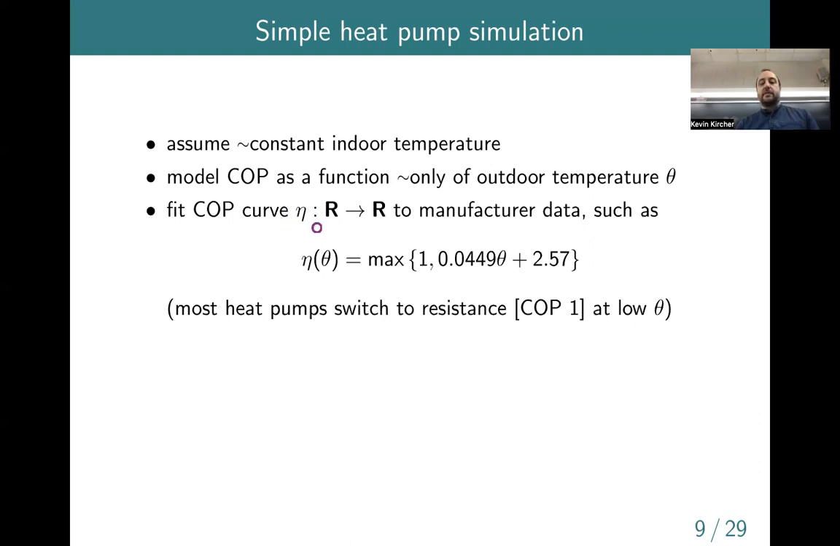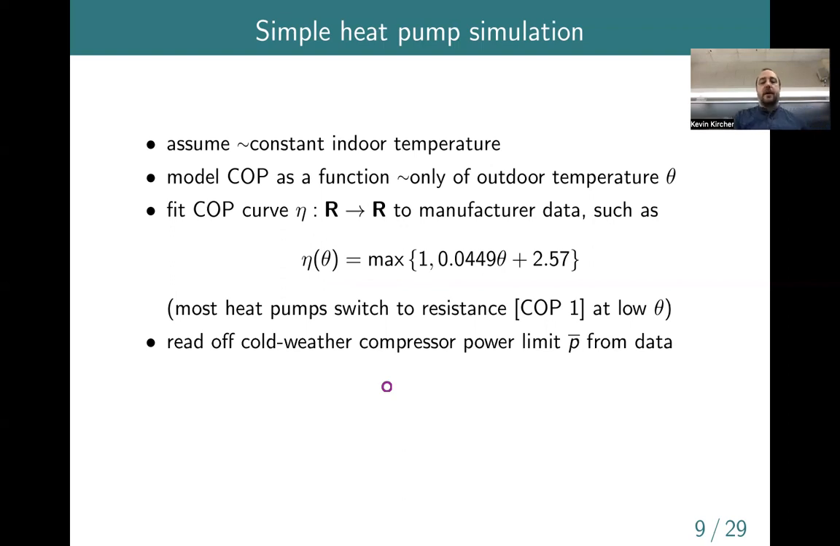And then we fit some function, theta, typically a polynomial function, often linear, maybe quadratic. And that's a function that takes scalars as inputs and produces scalars as well. And you fit that to some data points, like, for example, the line that I showed on the previous slide. And typically the COP will bottom out at 1, either because it can no longer absorb energy from the outdoor air, and it essentially converts the work input from electricity into heat transfer output, or because they will flip to backup electric resistance heat at some point. So when the COP would drop below 1, they just switch over.